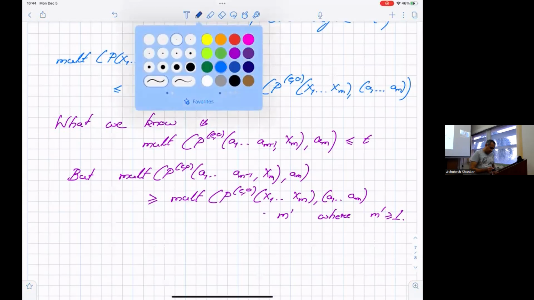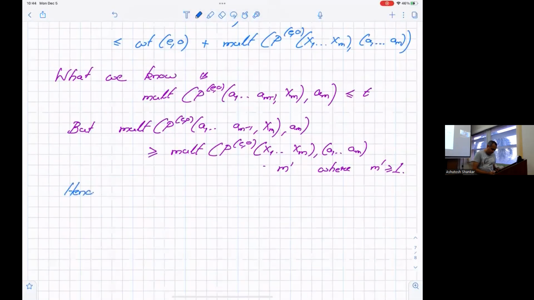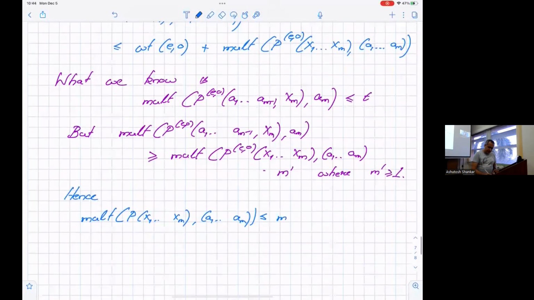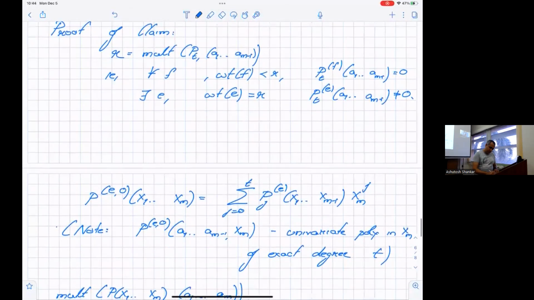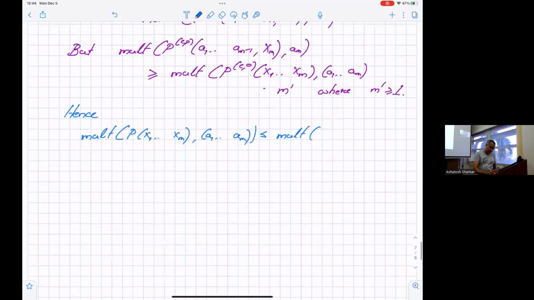So hence, the multiplicity of p of x1 to xm at the point a1 to am is less than or equal to the weight of (e, 0) plus the multiplicity of P_E0. E0 was chosen to be what? It's the multiplicity of p_t at the point a1 to a_(m-1) plus b. And this is then what we wanted to prove. The claim goes through by taking an average over it.